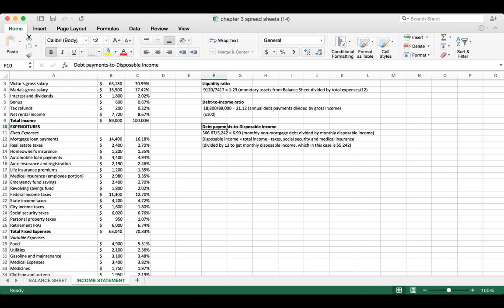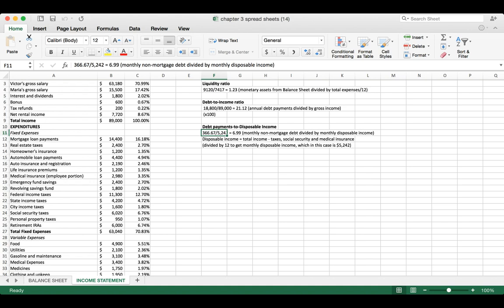The only thing they have outstanding is, let's see here, 3,600. So the only thing they have is the car payment of 366.67, and you divide that into what's called the disposable income, which is your total income minus federal, state, local taxes, Social Security taxes, medical insurance, and then what you have left is called the disposable income. In this particular case, that's 5,242, and you get that by dividing that total disposable income by 12 in order to get a monthly number, which is 5,242.